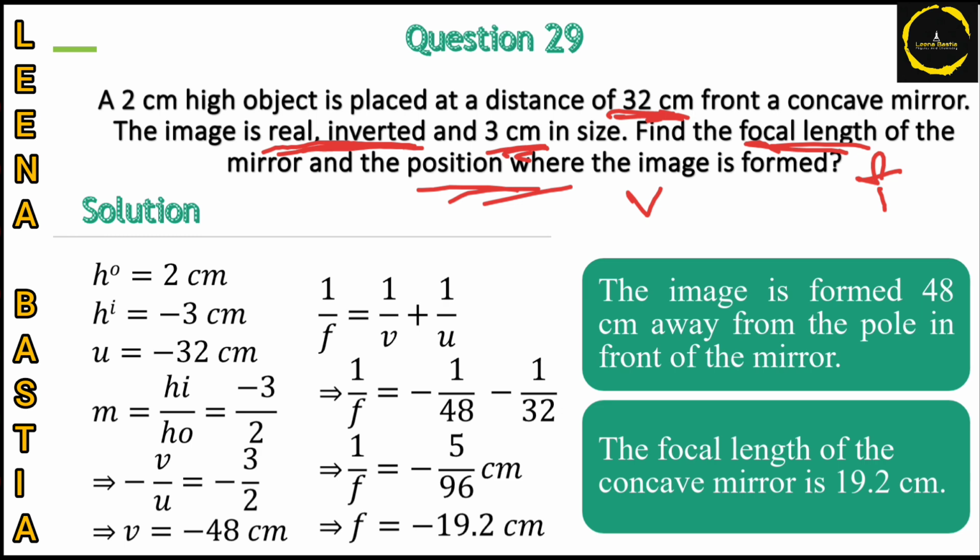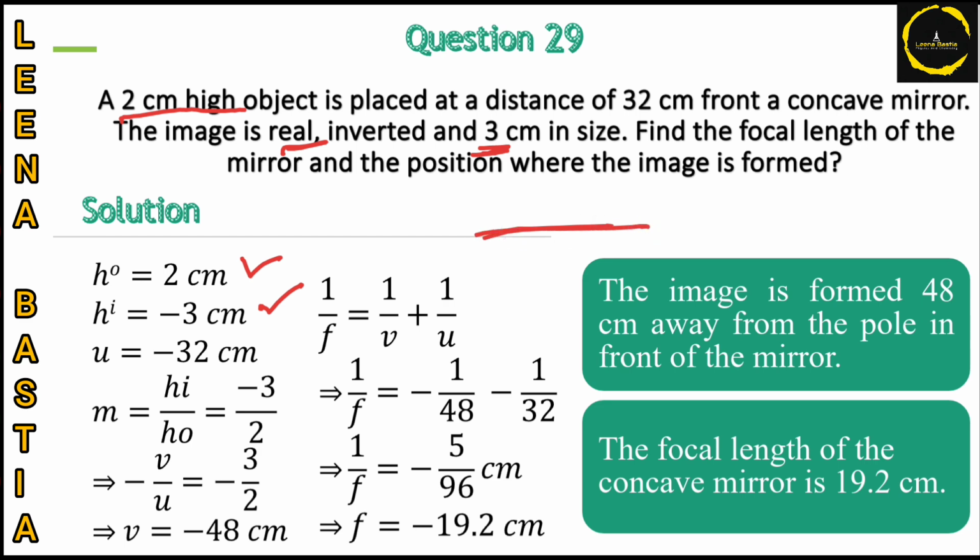So what we have in the data given is 2 centimeter high object, that is ho has been given. The size is 3, hi equal to 3. Because it is real, it is below the principal axis. Whatever the mirror, below it means it will be negative according to the sign convention. So here you have to write minus 3 centimeter for hi. U is always negative, so minus 32. Now m value is hi by ho, minus 3 by 2.